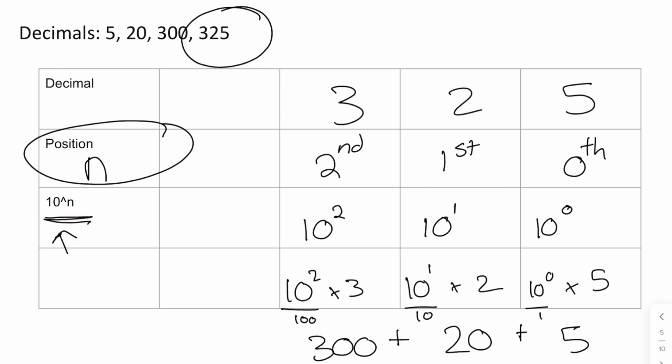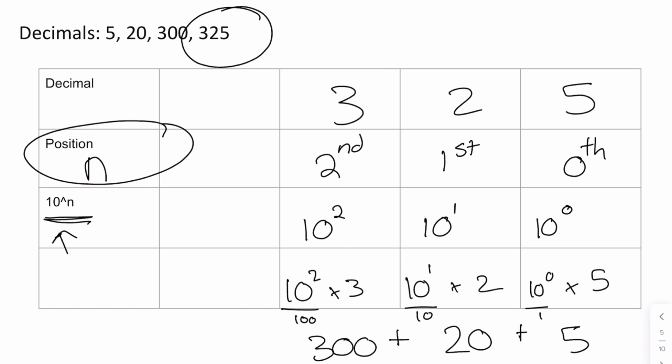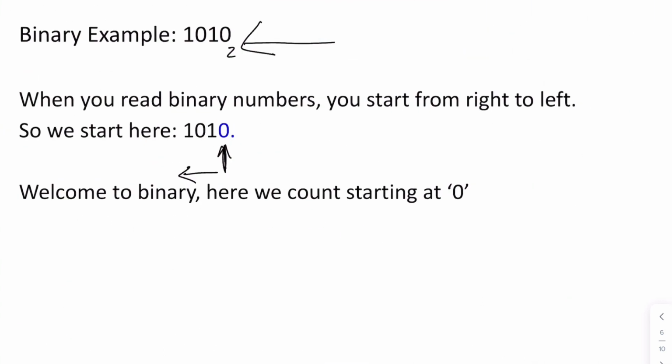Now that we've seen it in decimal, let's do it as binary. Here we have our number, binary 1010. Let's put a little subscript 2 down there so we know it's binary. When we read binary numbers, we start from the right. So we're starting at the right bit here, and then we move this way. Here we start counting at 0. In our previous example, see how I called it the 0th bit? That's because in binary, we start counting at 0.